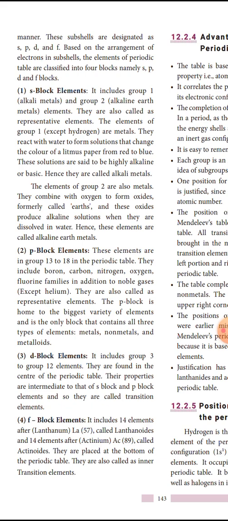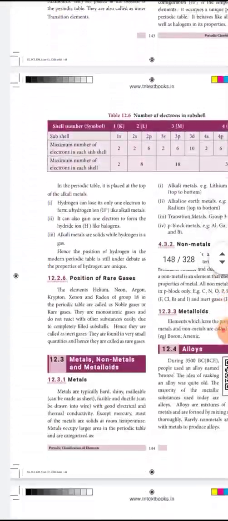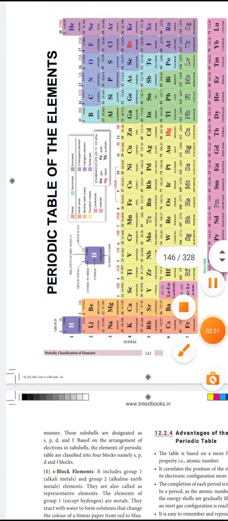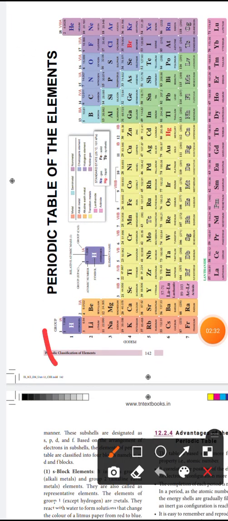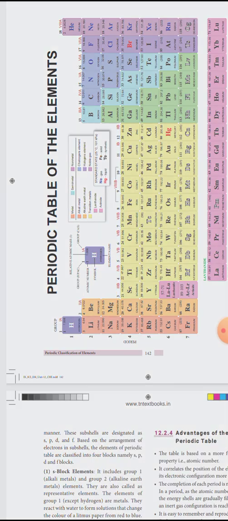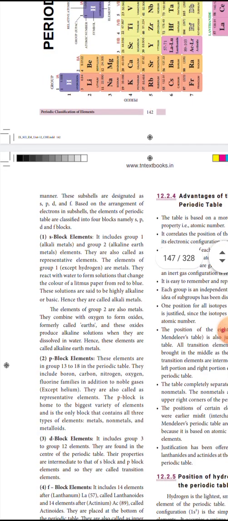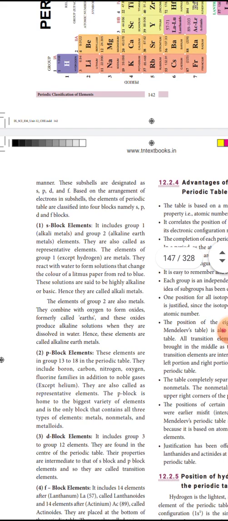It includes group 1 alkali metals and group 2 alkaline earth metals. So, S block elements include group 1 and group 2. Group 1 is alkali metals and group 2 is alkaline earth metals. They are also called representative elements.